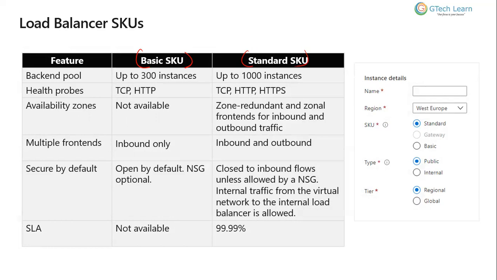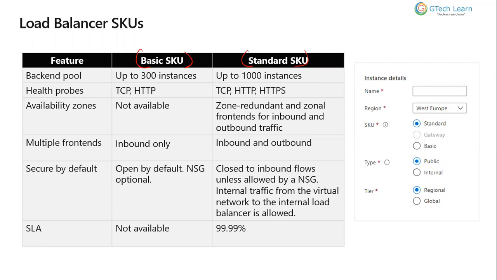I'm talking about the first one, the backend pool feature. In the basic SKU, you can set up to 300 instances as a backend pool for your basic SKU load balancer. The next one is the standard SKU. By utilizing the standard SKU load balancer, you can add up to 1000 instances as a backend of that specific load balancer.